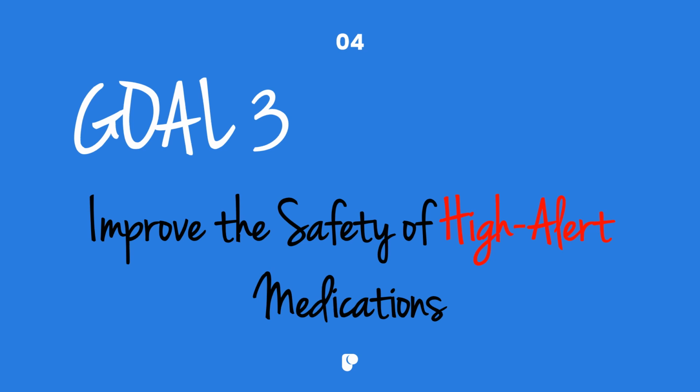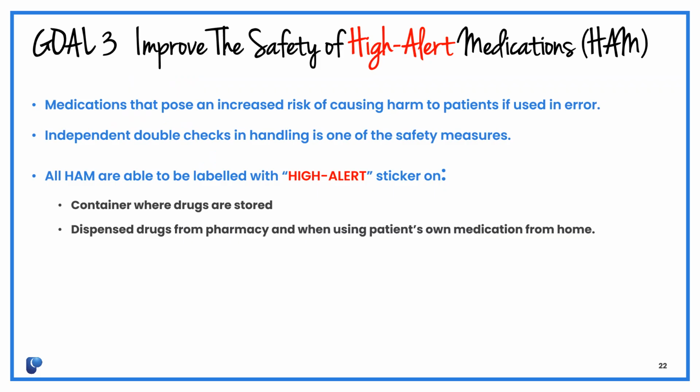Moving on, we talk about goal 3, improve the safety of high alert medications. So, what are high alert medications? In short, HAM. These are medications that pose an increased risk to cause harm to patients if they are used in error. There is an independent double check in place when handling these medications. All of these high alert medications are labeled with a high alert sticker, and this sticker is on the container where the drugs are stored.